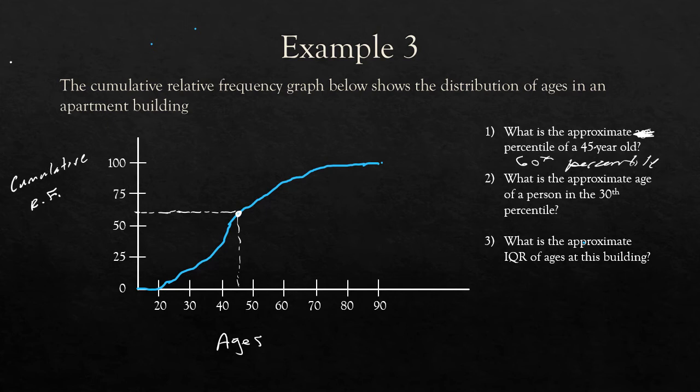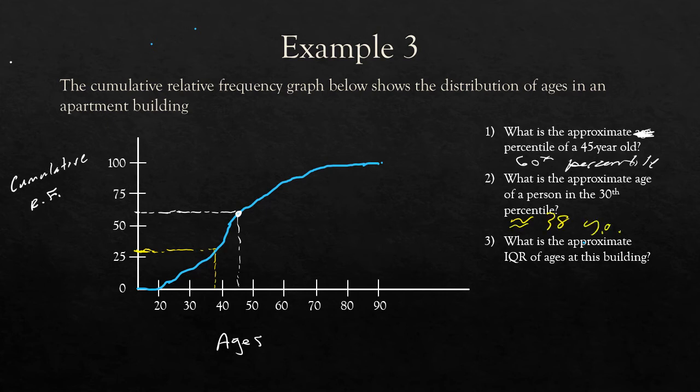And that's it. So now the next question says, what is the approximate age of a person in the 30th percentile? So now I'm going to work backwards. I'm going to start at the 30th percentile, which looks to be right about here. I'm going to cut across to the right until I hit the graph, and then I'm going to draw down, and I'm going to see that that's about 38 years old. So approximately 38 years old.